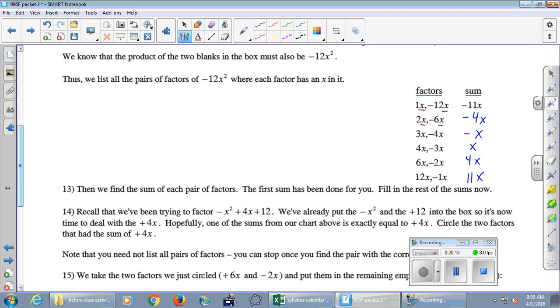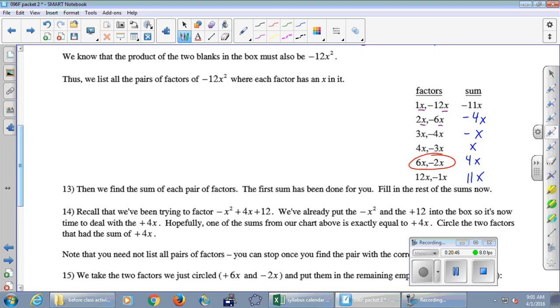Okay, so we've got 6 sums. We are hoping that one of them is the sum that we were after. Do we see it? Which one has the right sum? The second to the bottom, 6x and negative 2x. Let's make sure that they satisfy the things that we were hunting for. They were supposed to multiply to negative 12x squared. Do they? They do. They were supposed to add to positive 4x. Do they? They do. We were good detectives.